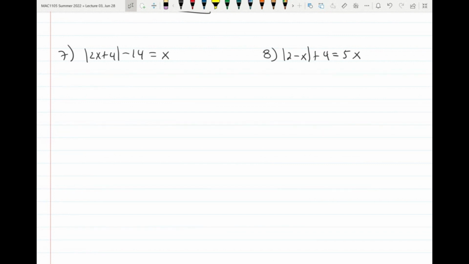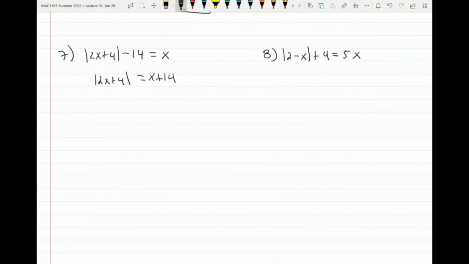What do we do? So we move the 14 over, so we get absolute value of 2x plus 4 equals x plus 14. And so far we have been using the property with a number over here, but even if it's not a number, we can still do the same thing, okay? Because remember, for each value of x, when you plug it in here, you're going to get a number anyways, okay?